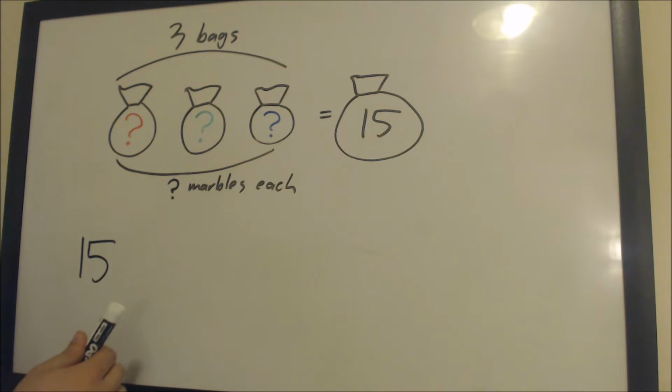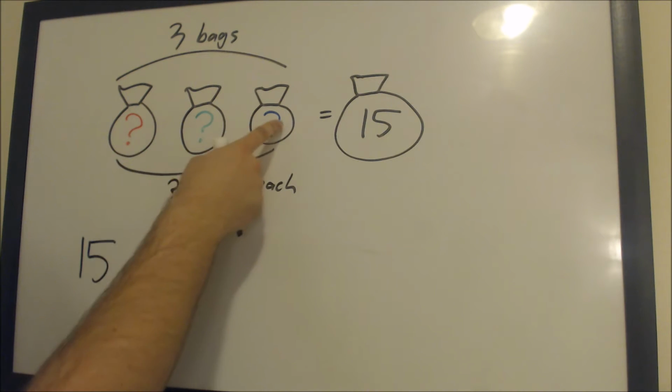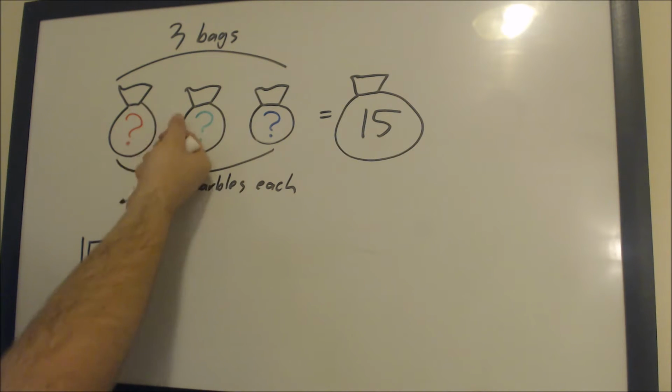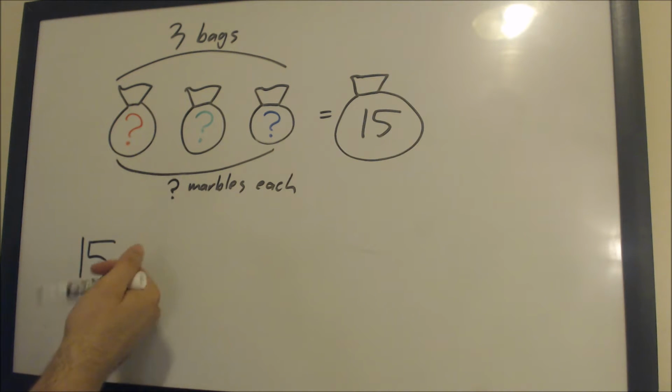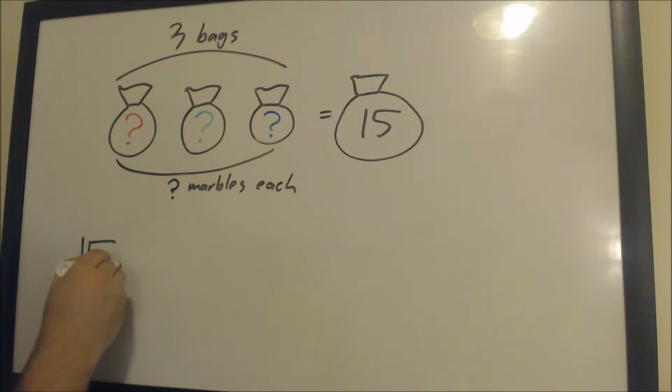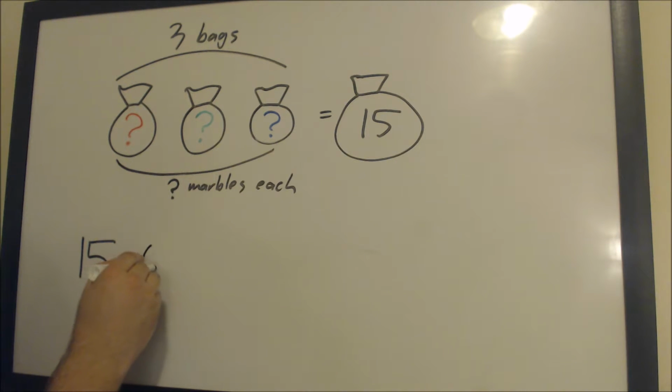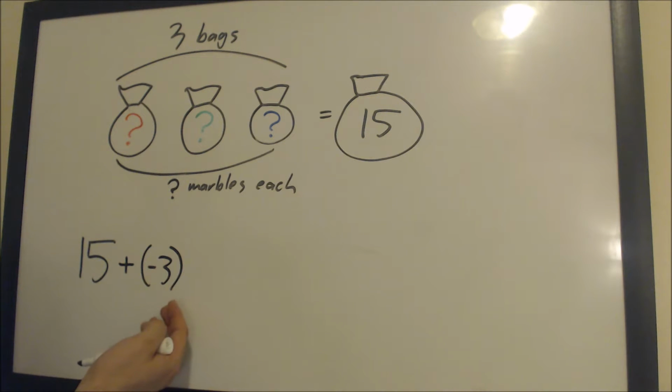Now what I'm going to do is take one marble out of each bag and pull it from the total. It's like subtracting. However, because I want this to be addition, we're going to use adding negative numbers. So I took away one marble from each bag, which is 3. So 15 plus negative 3, well, that's 12.